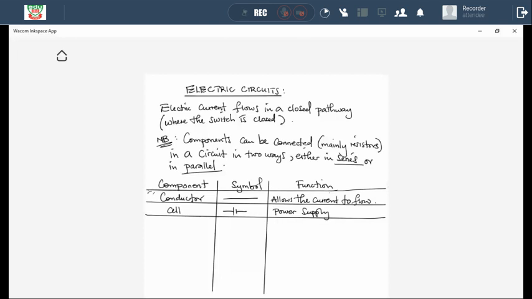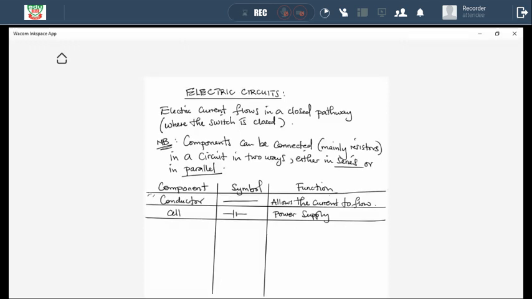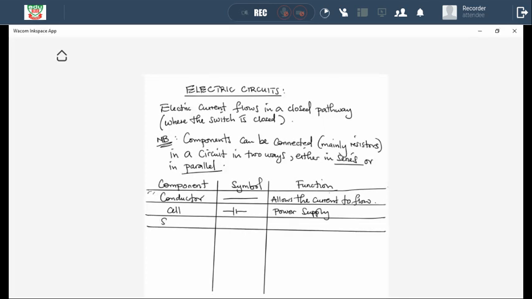Another component that I want us to look at here quickly, which is very important, is a switch, right? So the component is a switch. We have got two ways of representing a switch on an electric circuit, right? The switch can either be open or it can also be closed, right? But what is the main function of a switch in an electric circuit? It is responsible for turning the electric circuit on and off.